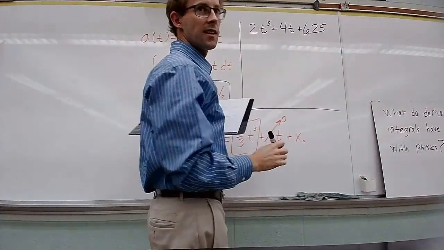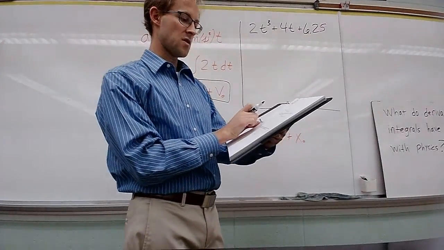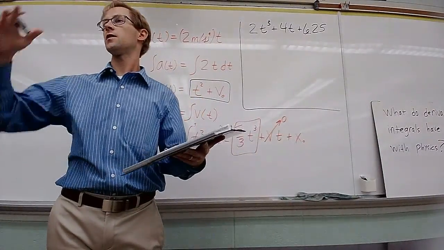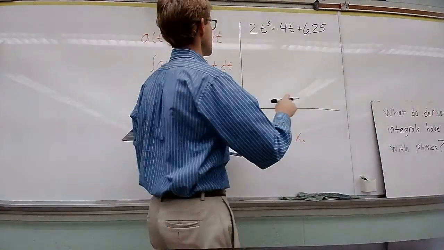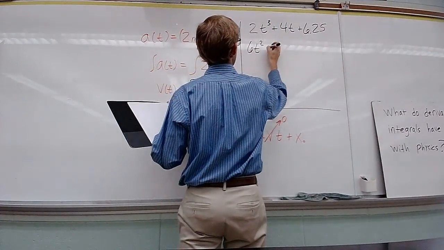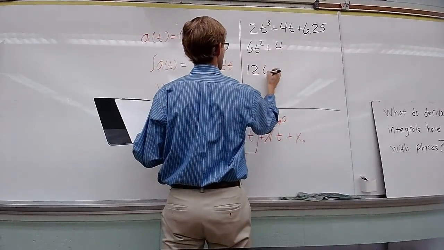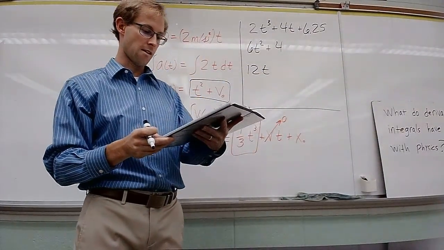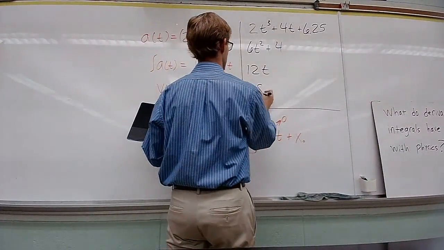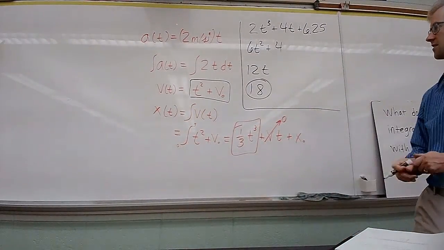All right. So this is where you begin, and you want to end with acceleration. You got to take your position and take 2 derivatives. So the first derivative of this is 6t squared plus 4. Yep. What's the second derivative? 12t. And what do we plug in for t? 1.5 times 12 is 18. Yep. Derivatives are easier for sure.